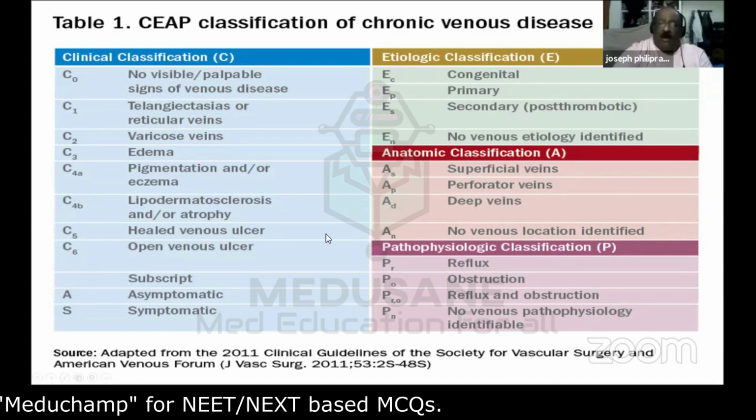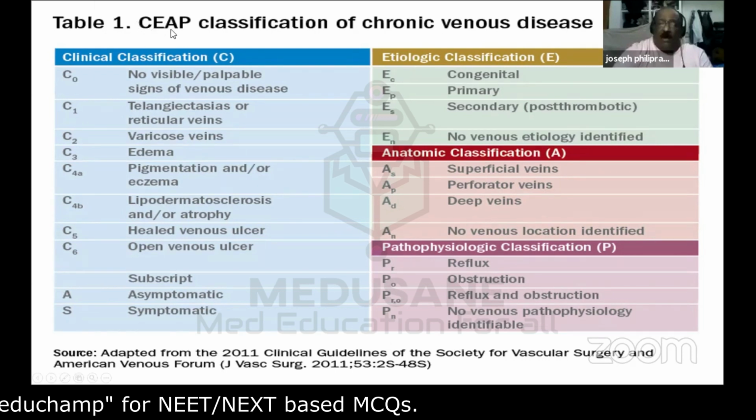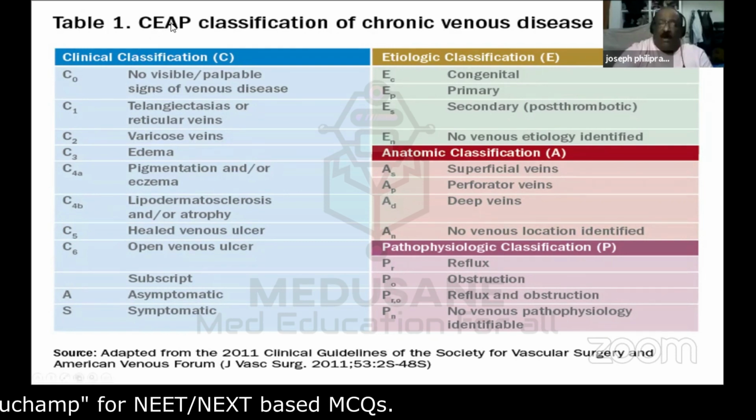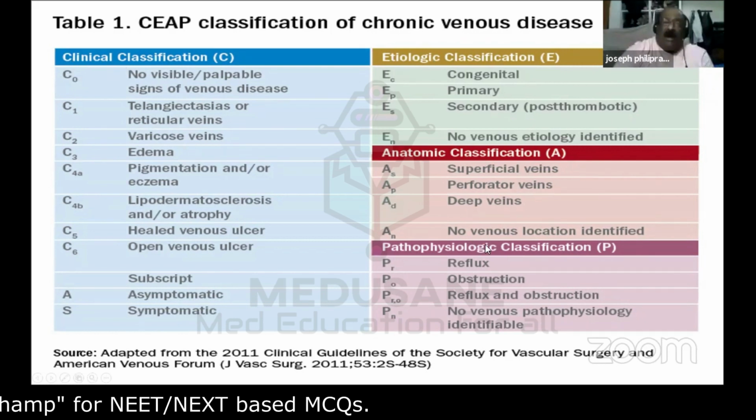So this you must remember. This will help you in remembering and classifying the disease as such and how to decide on the management. So CEAP classification: clinical, etiologic, anatomic, and pathophysiologic classification. C only has a little more number, whereas E is congenital, EC, EP, ES, EN. Same thing with A, AS, AP, AD, AN. Reflux, PR, PO, obstruction, PRO when both reflux and obstruction are there. PN is when no obvious pathology could be made out.